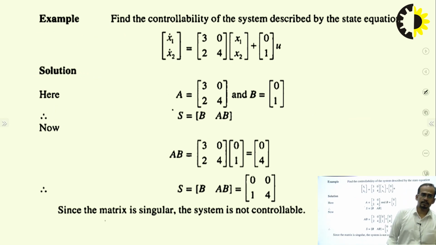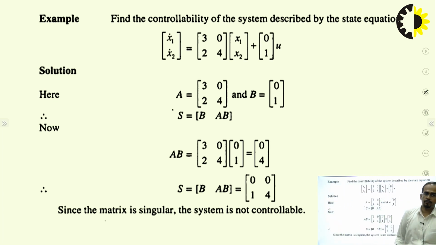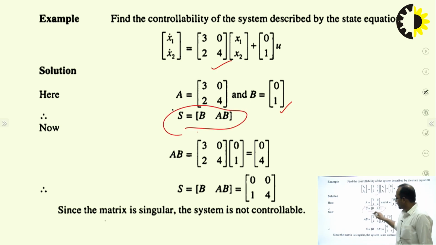Now let us take an example for checking the controllability of the system. x1 dot, x2 dot are given in this equation. We have to identify the values of A and B. The value of A is [3 0; 2 4] and B is [0; 1]. So what should be the combined matrix? The combined matrix will be equal to [B AB]. B is already known to us. What will be the value of AB?